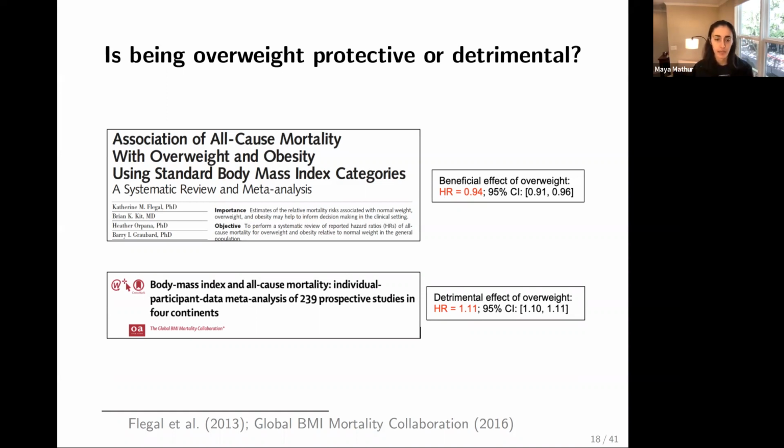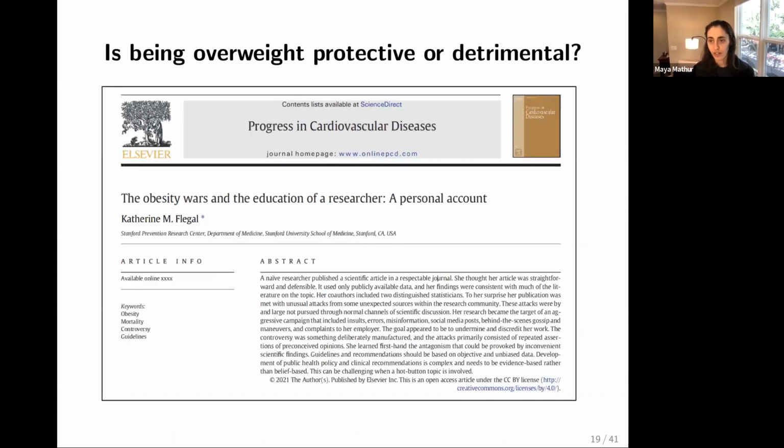Okay, so that's interesting. Then another group later published an IPD meta-analysis, individual participant data, which instead suggested an average detrimental effect of being overweight. Still a relatively small effect size, hazard ratio of 1.11 with a confidence interval from 1.1 to 1.11. But this sparked a war, which has been going on for quite a while, with some quite personal attacks and a lot of really strong opinions on both sides.